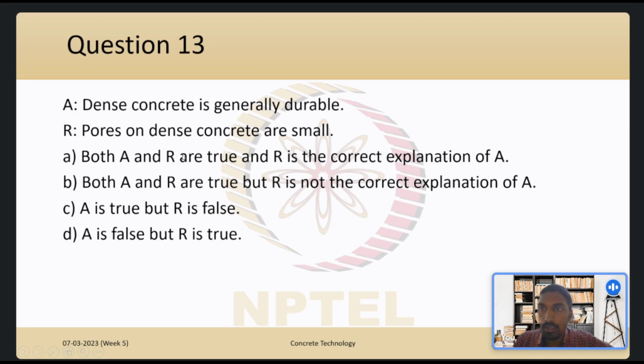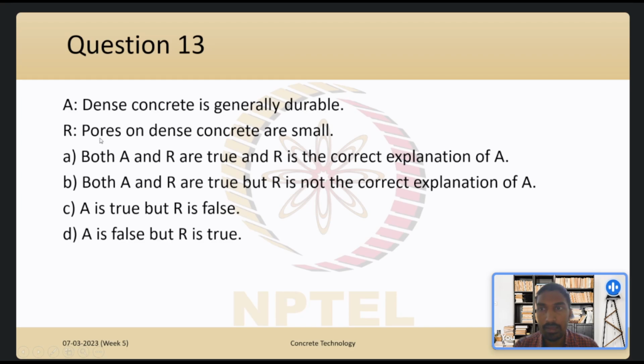So question 13 is again an assertion and reasoning question. Statement A is: dense concrete is generally durable. Statement R is: pores on dense concrete are small. So let's look at each of them. Statement A, dense concrete is generally durable, which is correct, right? When you have denser concrete, the permeability will be lower, and we already saw that permeability is more critical and affects the durability of concrete. So when you have lesser permeability, the durability will be higher, right?